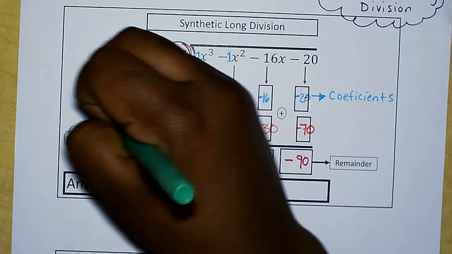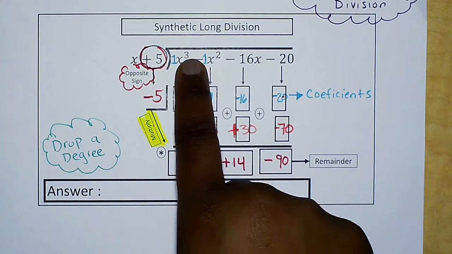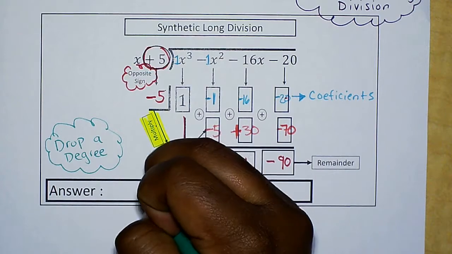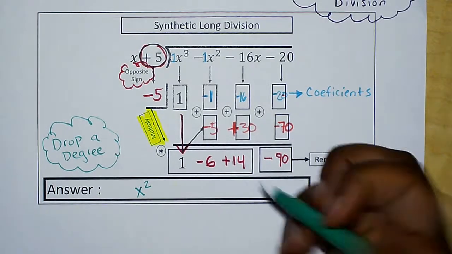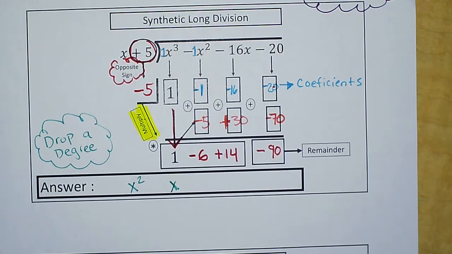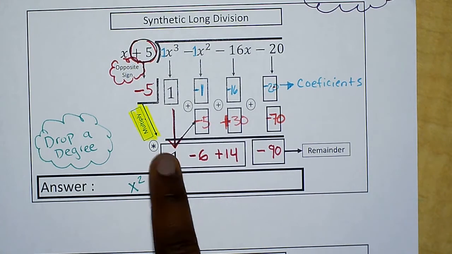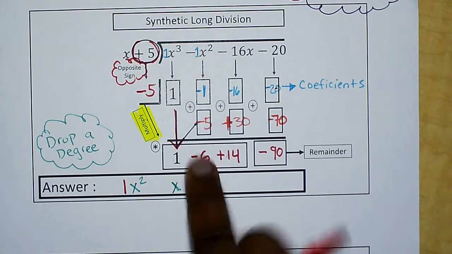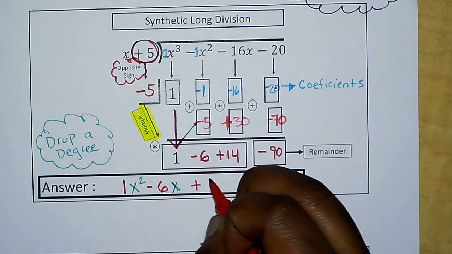What are you talking about, Miss Chambers? I'm glad you asked. If we started with x to the power 3, my degree is 3. When we drop a degree, that means we have to start with x squared, and then we go in order thereafter. So we have x squared, and then x to the power 1, which is just x, and then we'll have our coefficients. Watch and see how I set it up. This first number here is the coefficient that will go in front of x squared. So I have 1x squared, then -6x, then my number in the back would be just plus 14.